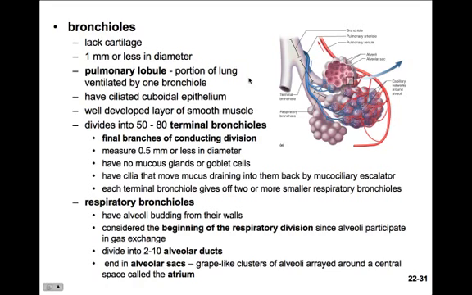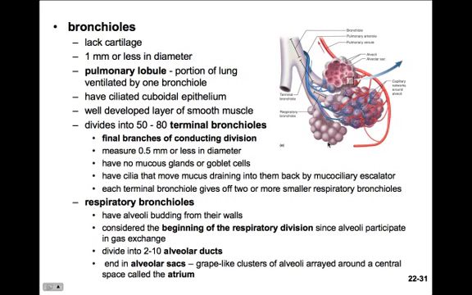They have no mucus glands or goblet cells. However, they do have cilia that move the mucus that drains into them back to the mucociliary escalator to get it out of the lungs. Each terminal bronchiole gives off 2 or more smaller respiratory bronchioles. The respiratory bronchioles have alveoli budding from their walls. They're considered to be the beginning of the respiratory division, since the alveoli participate in actual gas exchange. The respiratory bronchiole divides into anywhere from 2 to 10 alveolar ducts.